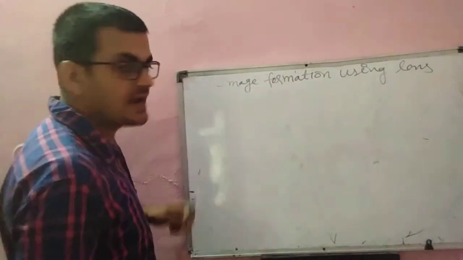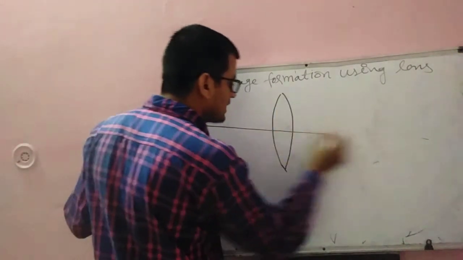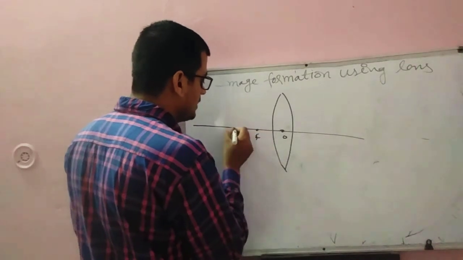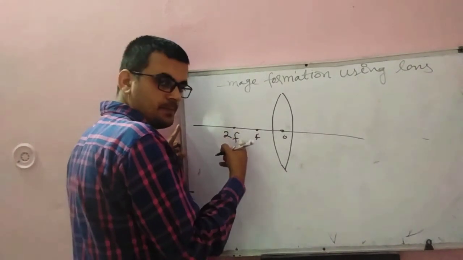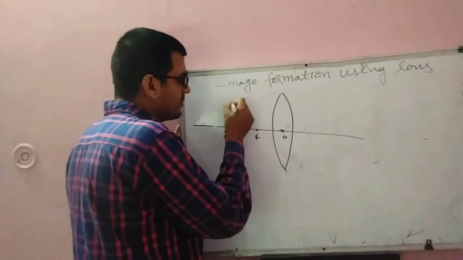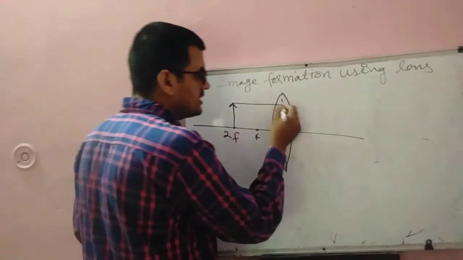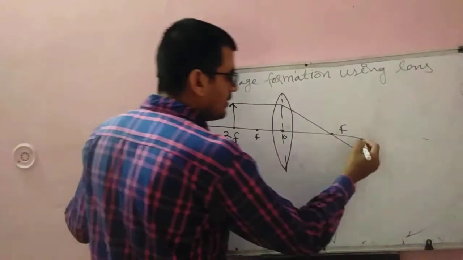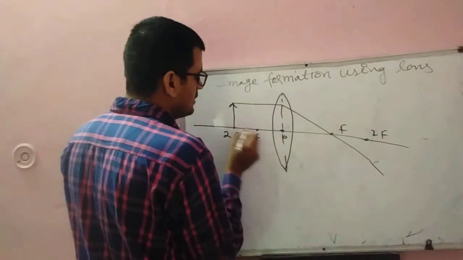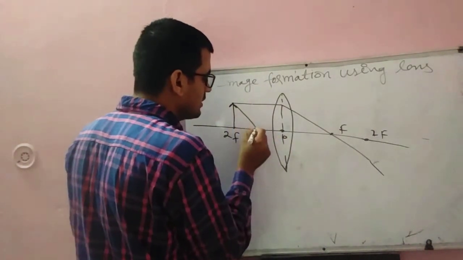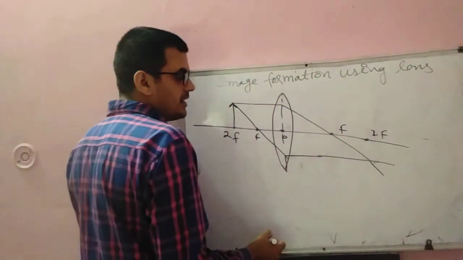when the object is placed at the center of curvature. We have placed the object at the center of curvature. Optical center, focus, twice f. Twice f means, we know that focus is half of the radius of curvature. So this one is the center of curvature. We have placed the object here. The ray which passes parallel to the principal axis passes through the focus. And the ray which passes through the focus becomes parallel after the refraction.